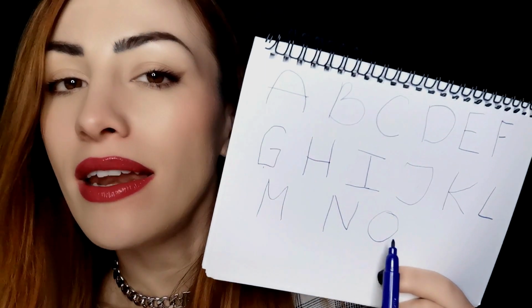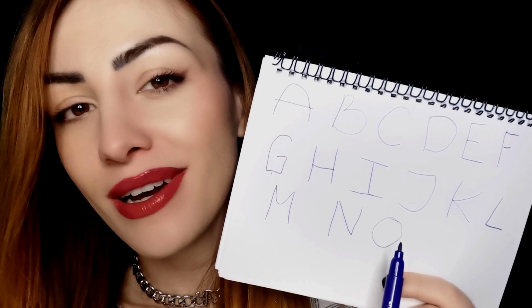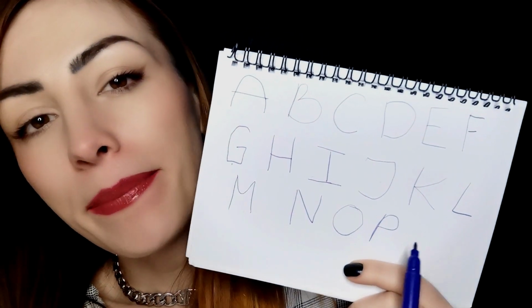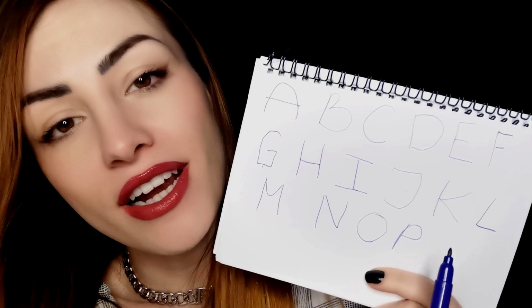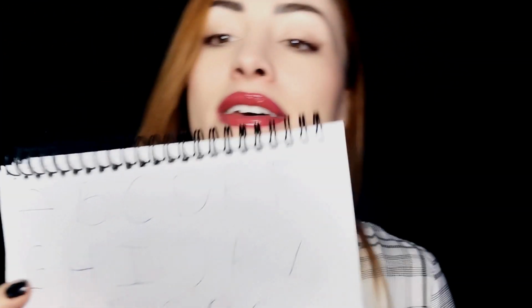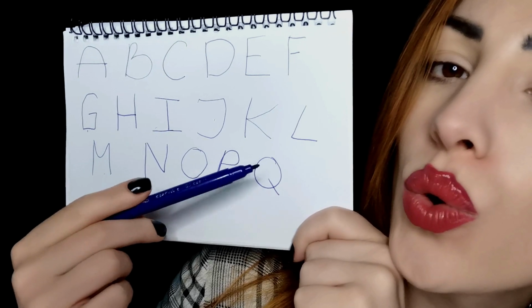The next one would be, in English we say "oh", and in French we would just say "o". So you can hear the difference, right? The vowels are actually the simplest thing about French. So O is kind of more closed than in English. P in English would be P in French. And Q in English would be "kyoo", in French "ku".